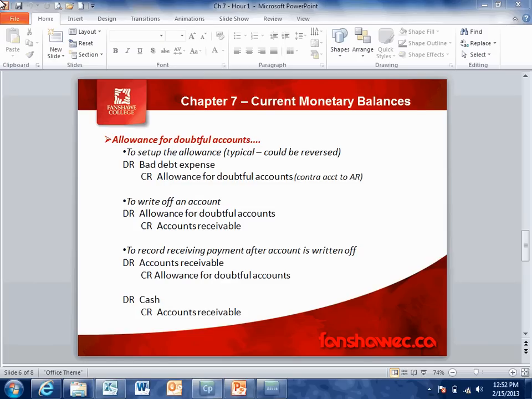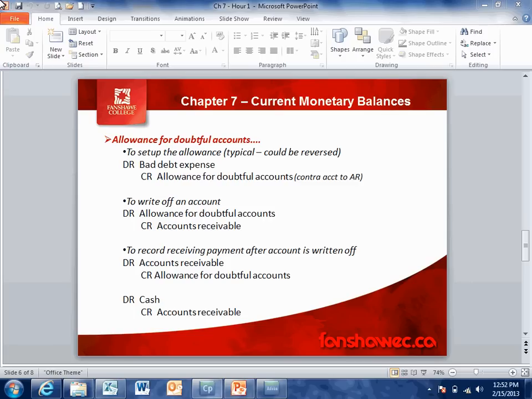So the common format is to debit bad debt expense and to credit AFDA, right? Allowance for doubtful accounts. It doesn't always need to be that way, right? It could be reversed. If you think back to the last video when we talked about the aging of accounts method, we said that the bad debt entry was a function of the number you calculate from the aging schedule less what's already in your AFDA, okay?